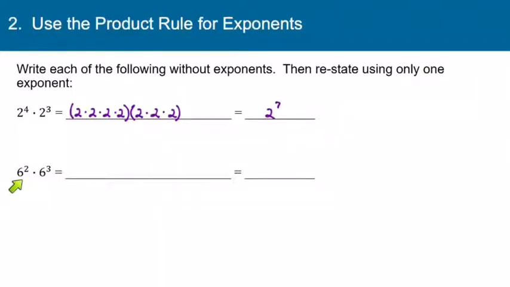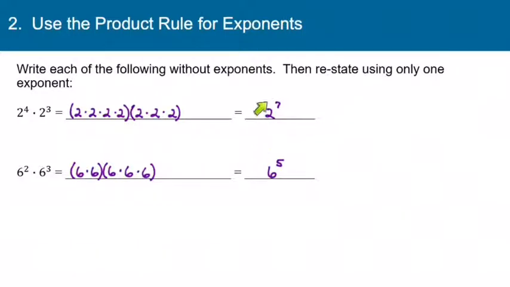And let's try it again here. We have 6 to the 2nd power times 6 to the 3rd power. So without exponents, 6 to the 2nd is 6 times 6, and 6 to the 3rd is 6 times 6 times 6. And now let's write this with just one exponent. So we've got 1, 2, 3, 4, 5 6's here. So that's going to be 6 to the 5th power.